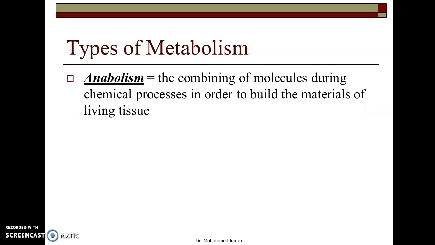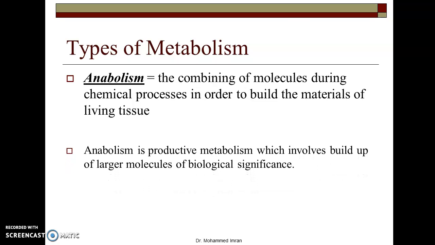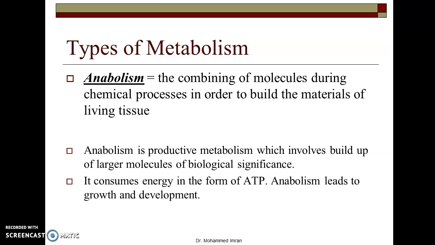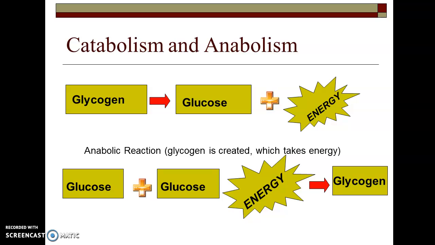Now, we will see the other type, the anabolism. Anabolism is the synthetic reaction, the combining of molecules during chemical process in order to build the materials of living tissue. This is productive metabolism in contrast with the catabolism, which involves buildup of larger molecules of biological significance. Here, as we have to combine two smaller molecules to build up the larger molecule, obviously we need to supply energy in the form of ATP. Glycogenesis is the best example of anabolism.